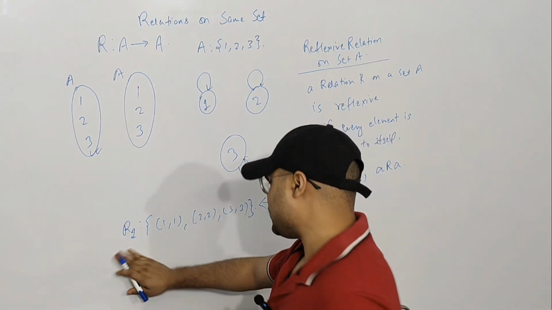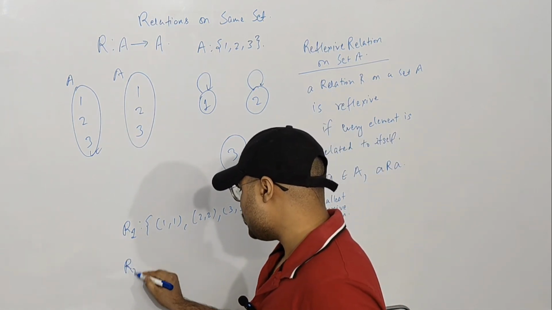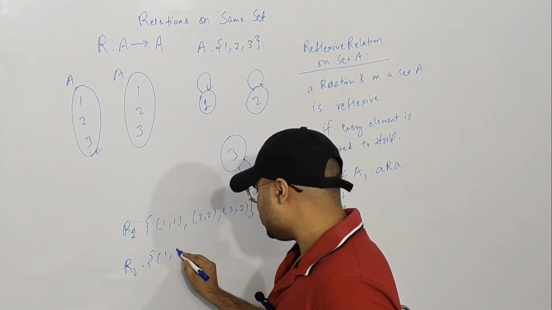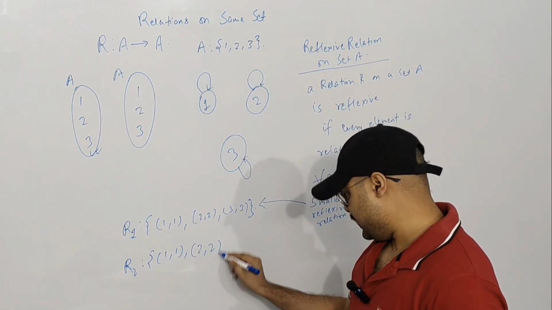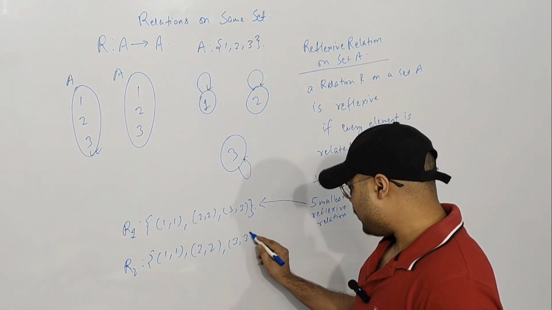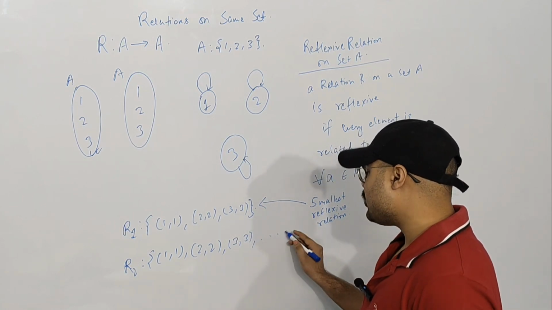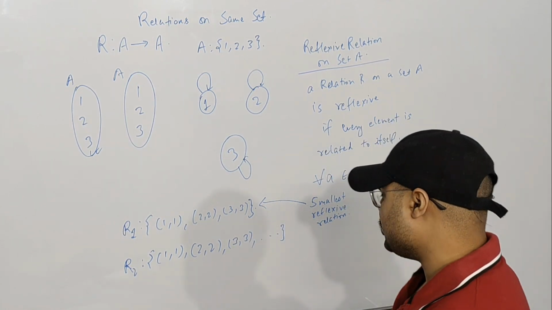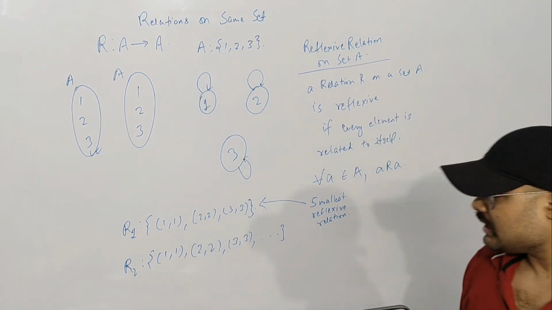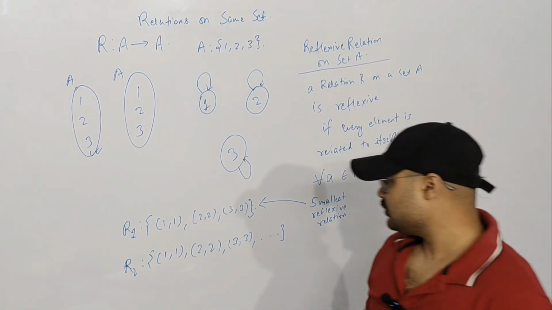But any other relation can be reflexive. Let's say R2 is also reflexive if there are other ordered pairs there. Apart from these three, there may be other ordered pairs possible. So R2 is also a reflexive relation, and likewise any other. So what is the largest reflexive relation?